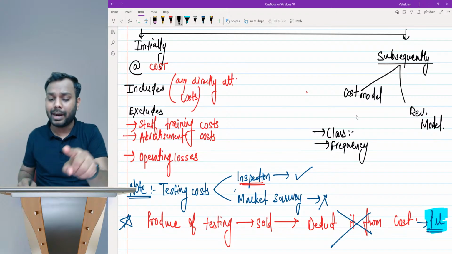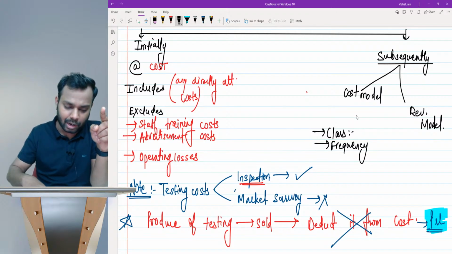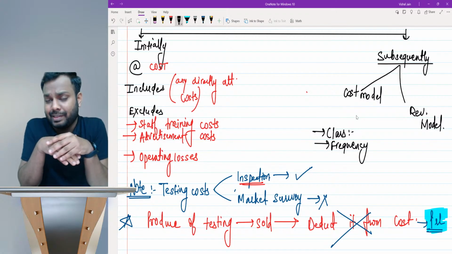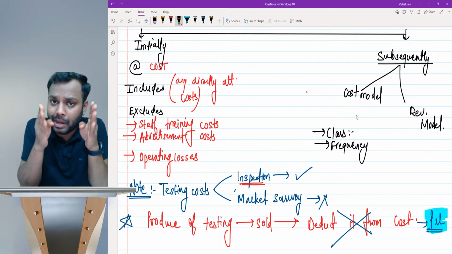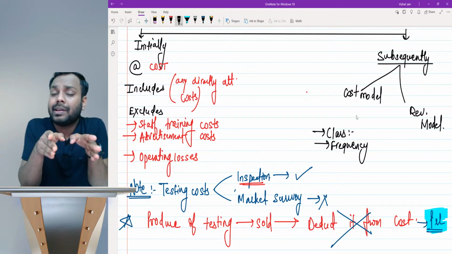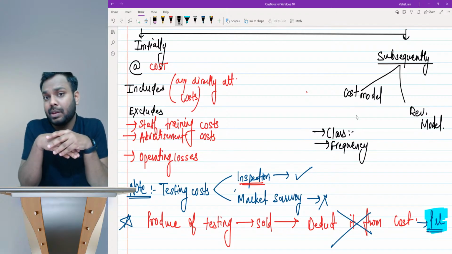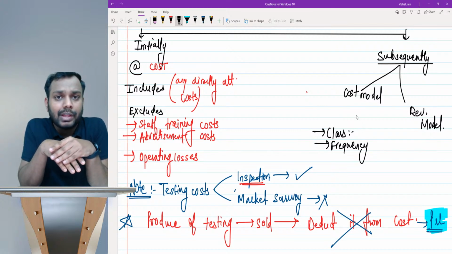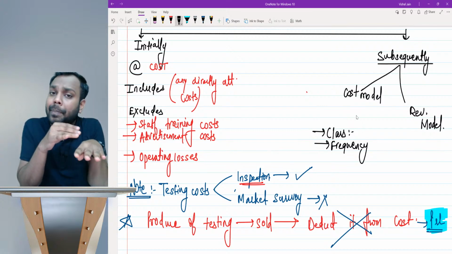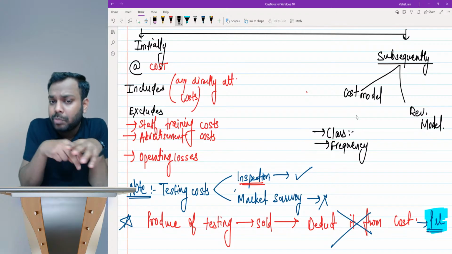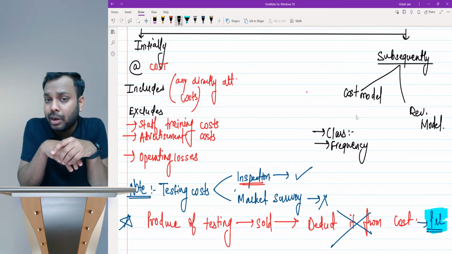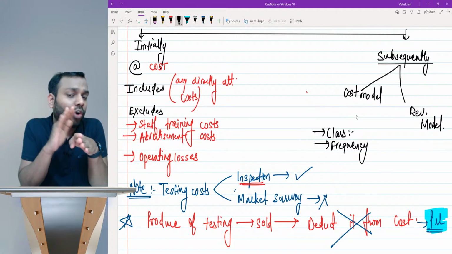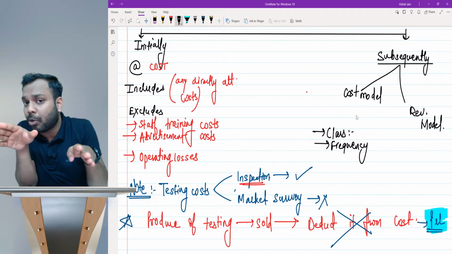Right? It's not that, let's suppose I am having plant and equipment, let's suppose 10 plant and machineries in the same class of assets. I cannot do so that for 8 machineries I will apply cost model, and for the last 2 machineries I will apply revaluation model. No, for all the 10 machineries I have to apply either cost model or revaluation model.